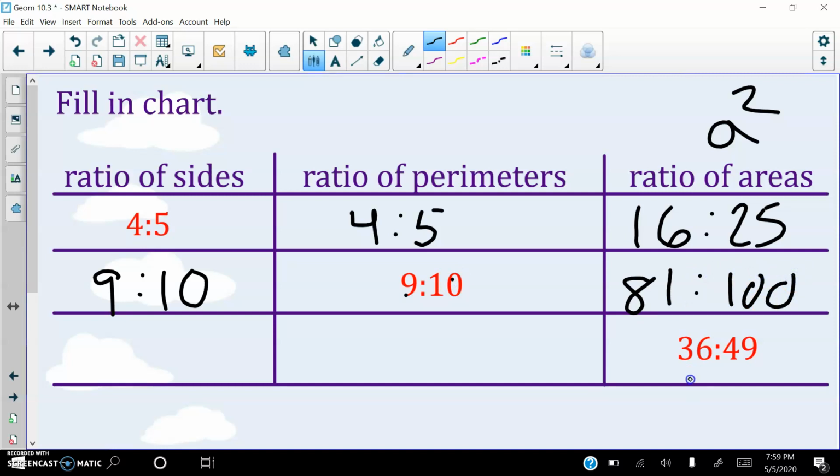If I'm given 36 and 49 as areas, how do I get rid of the square? Square root. The square root of 36 is 6 and the square root of 49 is 7. And perimeter and sides are exactly the same, 6 to 7. There we go.